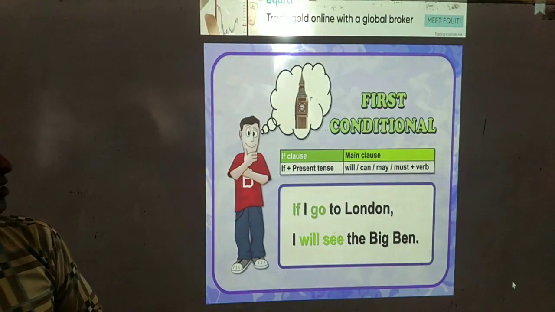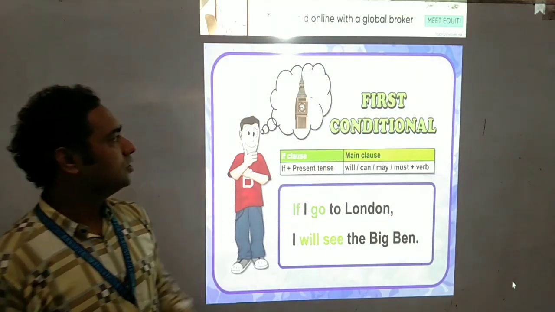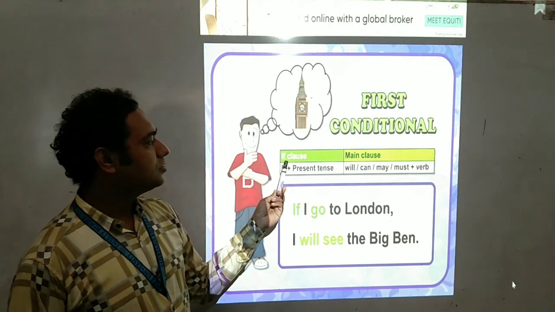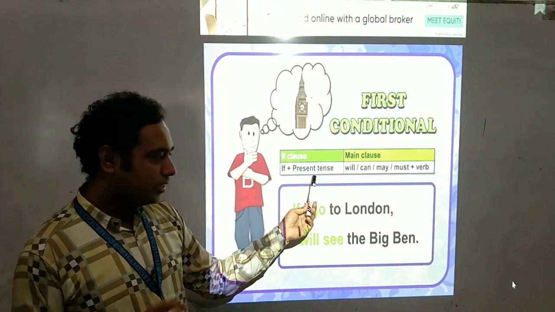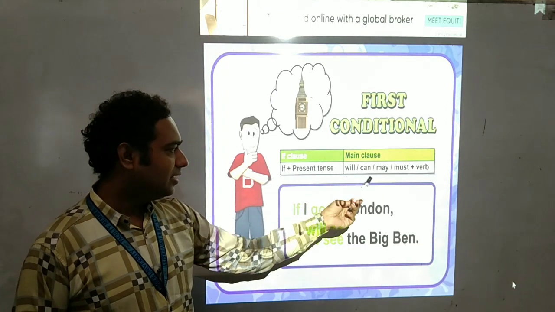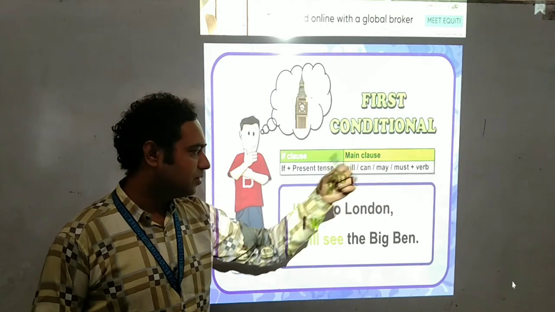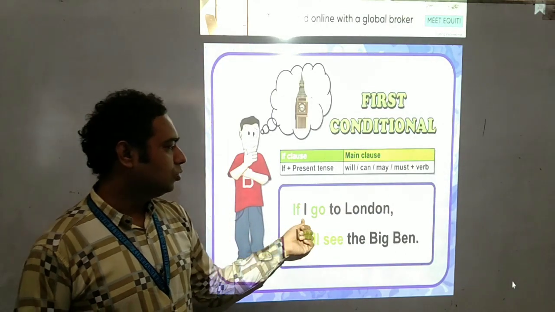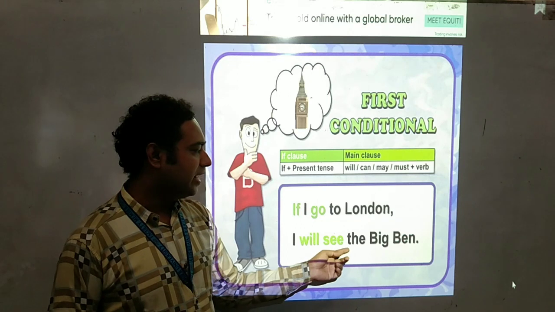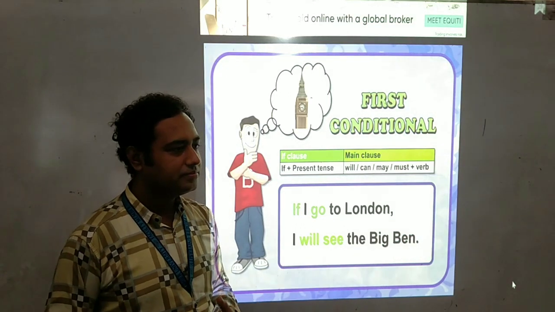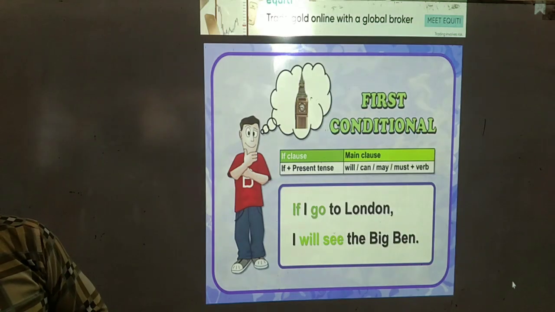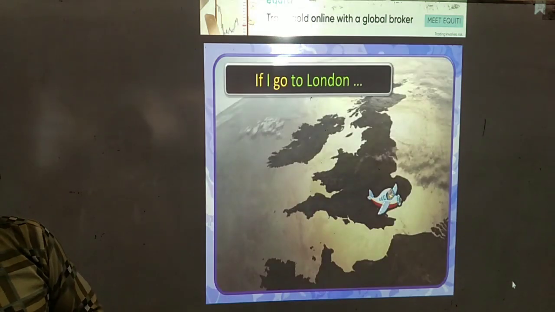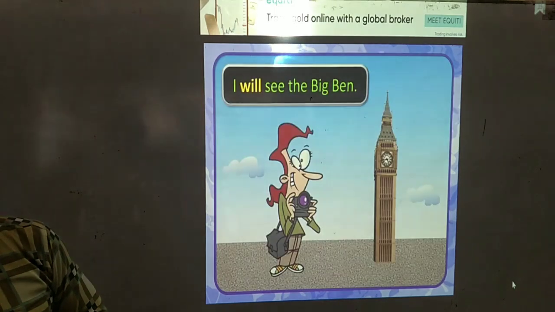Now let's come to the first conditional. The first conditional is interesting. If clause, main clause. If plus present tense, then the main clause will take will, can, may, must plus verb. If I go to London, I will see the Big Ben. Simple. If I go to London, I'll see the Big Ben.